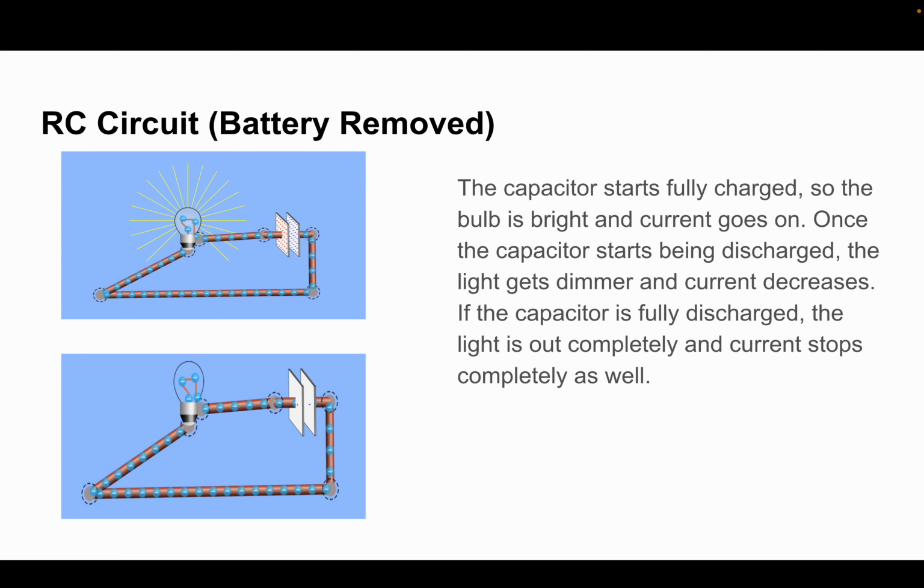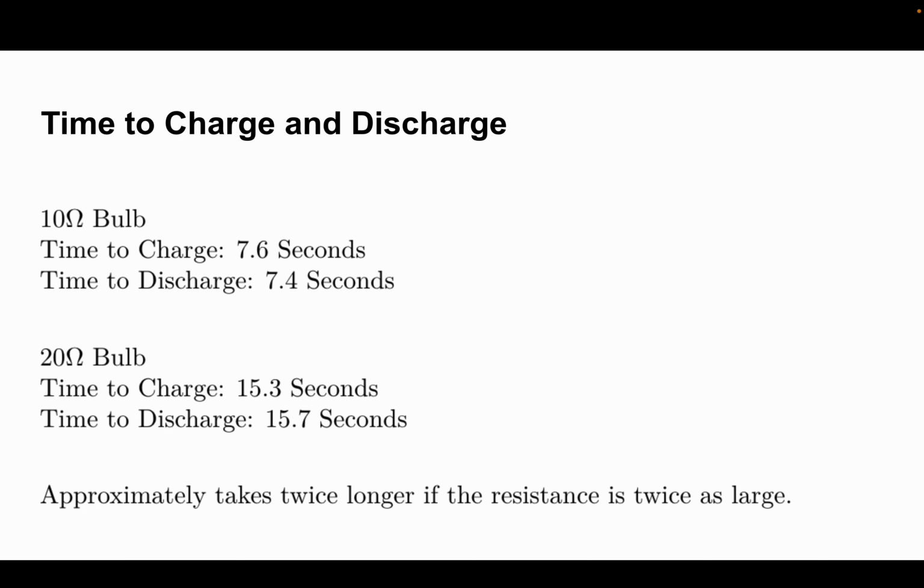So when we remove the battery and connect each wire, the capacitor starts fully charged, so the bulb is bright and current goes on. But once the capacitor starts being discharged, the light gets dimmer and current decreases. And once the capacitor is fully discharged, the light is out completely and the current stops completely as well. So these are my times to charge and discharge for each 10 ohm and 20 ohm bulb, and it approximately takes twice as long if the resistance of the bulb is twice as large.